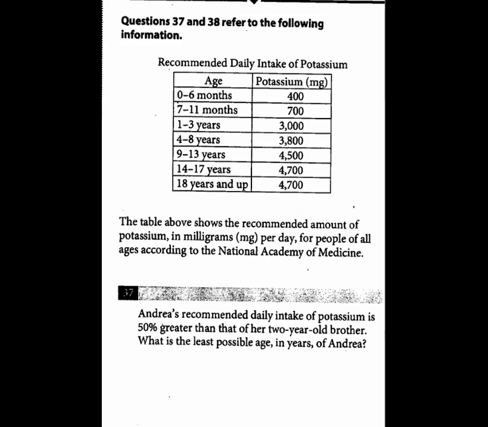Okay, so for question 37, we're given that Andrea's recommended daily intake of potassium is 50% greater than her 2-year-old brother. So her brother is 2 years old, so it'd be about here, which is 3,000. So 3,000 times, and we know that her recommended daily intake is 50% greater than her brother. So 50% greater just means 1.5 times, because that would just mean 150% or 1.5 times. So 3,000 times 1.5 is equal to 4,500.